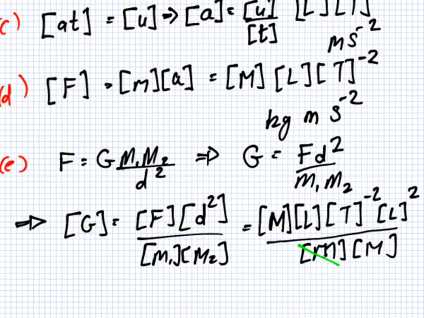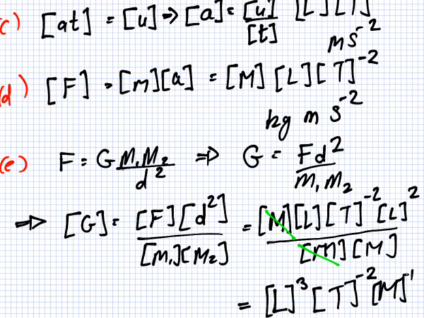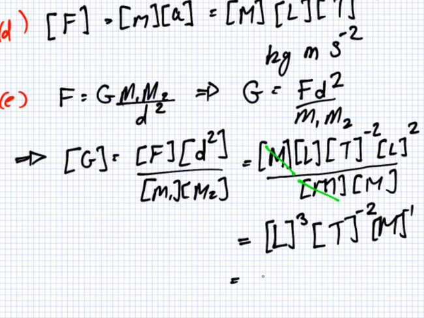So this will cancel with this, so you're left with length cubed, T minus 2, M minus 1. So that would be meter cubed per second squared per kilogram.